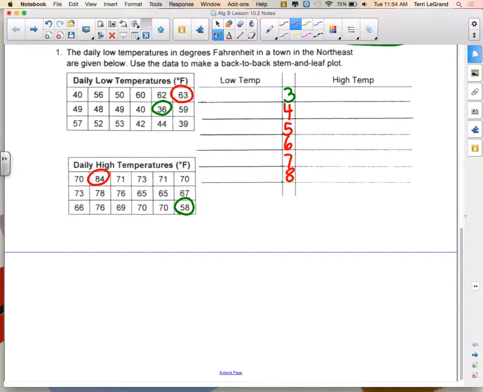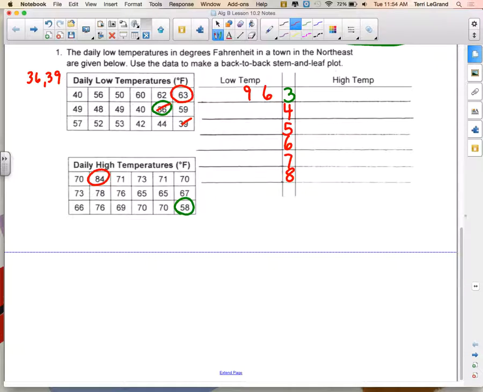We got 36 and we got 39. So we got 36, 39. Which one would come first, 6 or 9? When you're going from smallest to largest, 6. So we'll do 6, give some space, a 9. We're making our leaves.